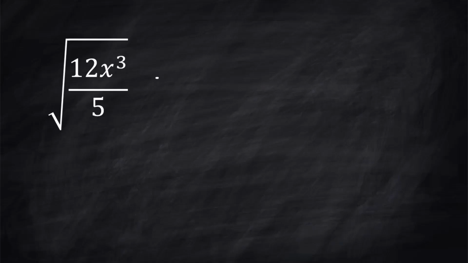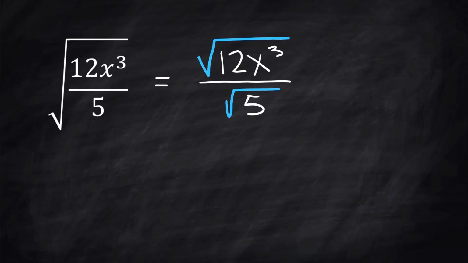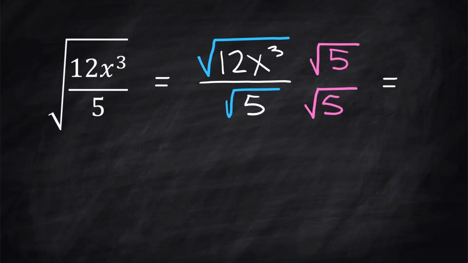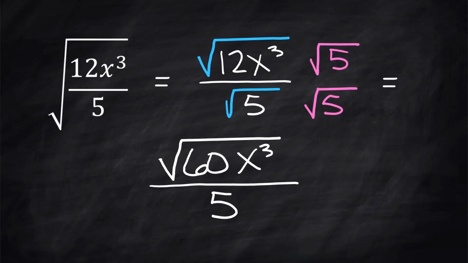There's a lot of stuff going on with this problem, but we start out the same way. If you're not sure how to start, you're going to take the square root of the top, the square root of the bottom. I'm going to rationalize. So I'm going to take the square root of 5 times the top and the bottom. And what I'm going to get here is a square root of 12 times 5 times x cubed. So that'll be 60x cubed over 5. Square root of 5 times the square root of 5 just turns out to be a 5.